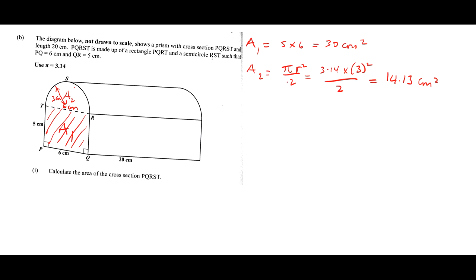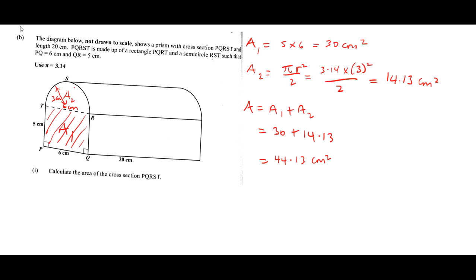So be careful with the area of the semicircle. It's half the area of a normal circle, so it's pi r squared over 2. And the radius, we found by looking at PQ. PQ is 6, therefore TR is 6. Therefore the radius of the circle would have been 3 cm. So therefore the area of the cross section will be A1 plus A2, which is the area of the rectangle plus the area of the semicircle, which is 30 plus 14.13, which is really 44.13 centimeters squared.